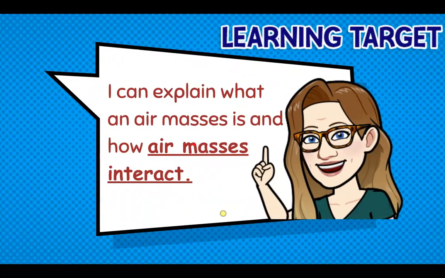All right, so our target was I can explain what air masses are and how air masses interact. I hope from this that you've learned that when air masses come together, where they meet is called a front. And at a front is where we get weather. We can get rain or thunderstorms or something that causes the weather to change.